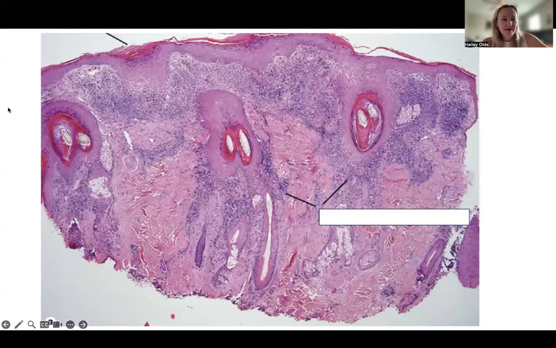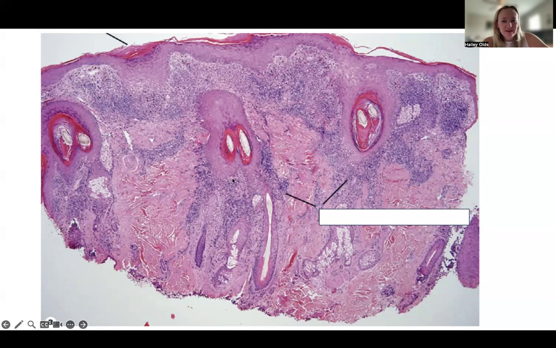So, next one. Here we have some pretty dense inflammation, both at the DEJ with some pigment incontinence and also along hair follicles. This also might be a little bit of follicular plugging here.